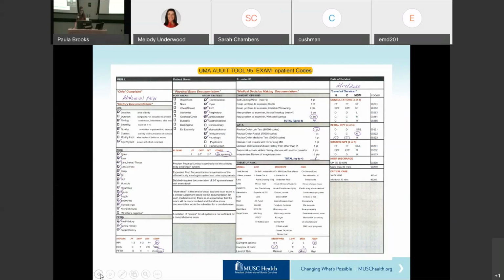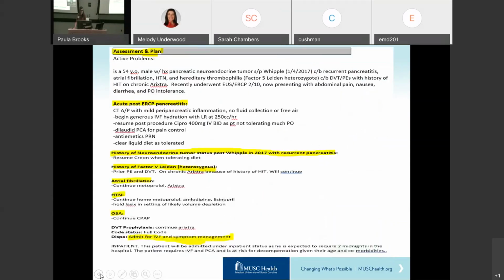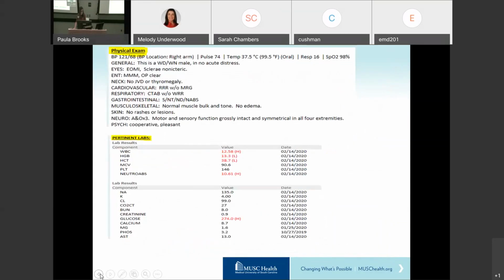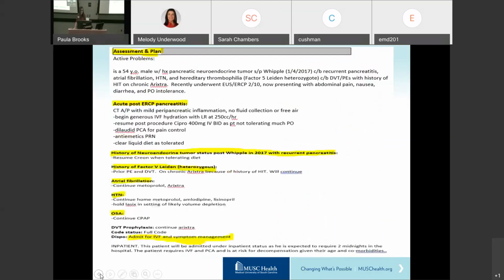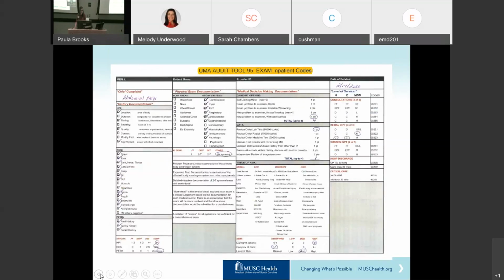To move over to the exam section, in looking back, we counted all of the exam elements here, and we knew that we had 8 organ system exams. So we had the constitutional, the eyes, the ENT, respiratory, cardiovascular, GI, and so forth. We even had probably more than that, but we stopped at 8 because that's the highest. So we have a comprehensive exam.